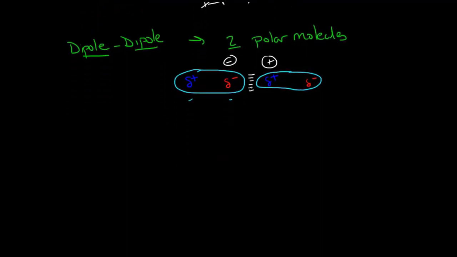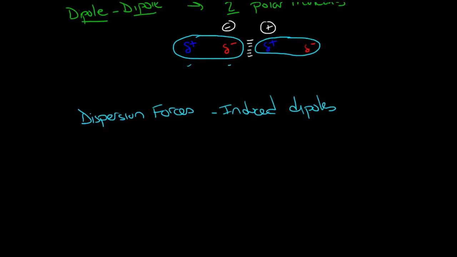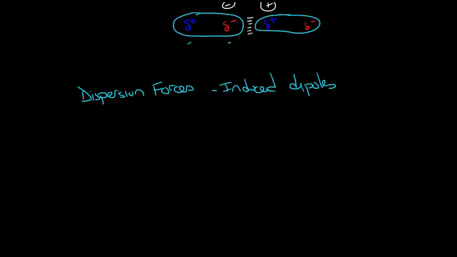The third type of intermolecular force that we learn about is when you have non-polar molecules interacting. These are known as dispersion forces, or you might have heard them as London dispersion forces, or perhaps as induced dipoles. Any of these are acceptable ways of describing non-polar interactions. Thinking about how two non-polar molecules interact according to Coulomb's law is really difficult.